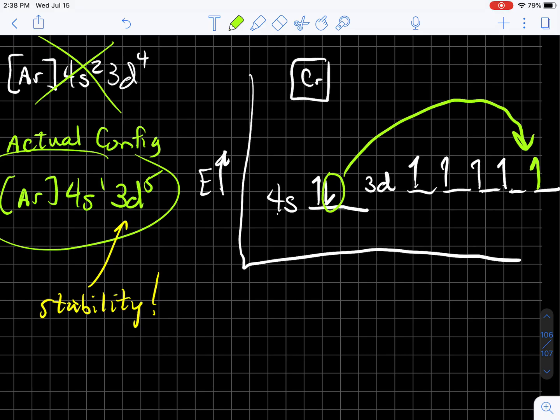Now, again, they used to call this promotion, or they still call it promotion, but they named it promotion because the original theory was that the electron moved up to the higher energy orbital. It doesn't. It's just found there. Again, it's a misnomer.